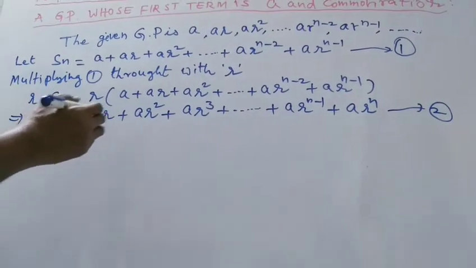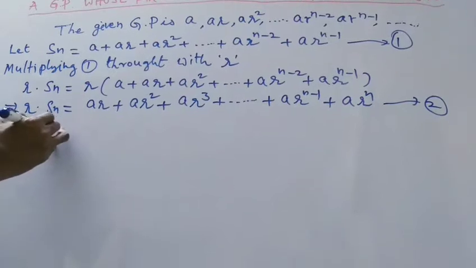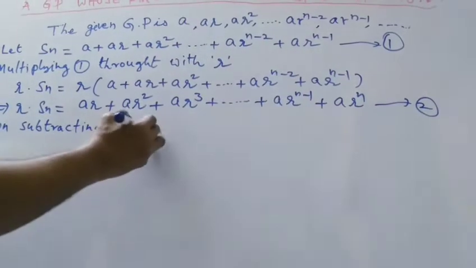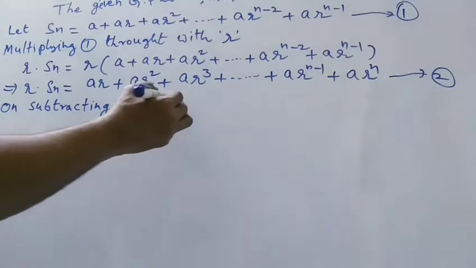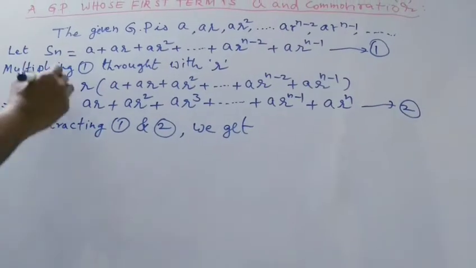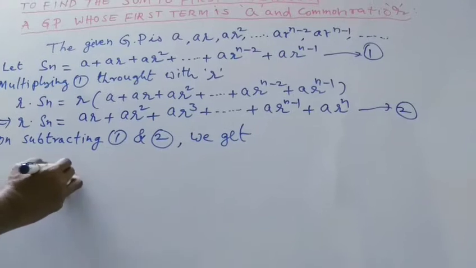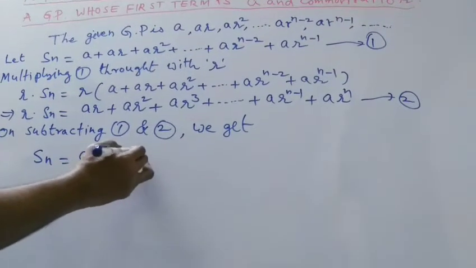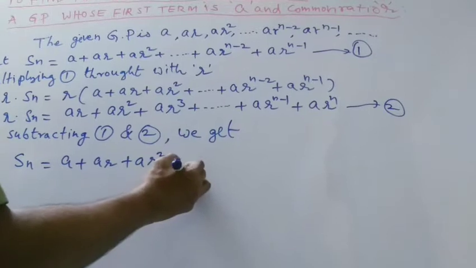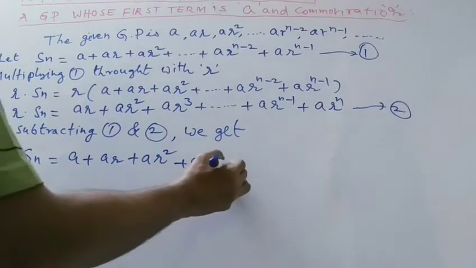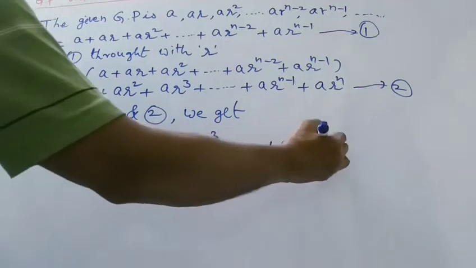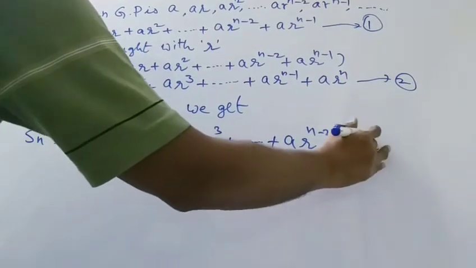Now, on subtracting first one and second one, we get Sn is equal to, from first one, a plus ar plus ar square plus ar cube plus and so on plus ar to the power of n minus 2 plus a into r to the power of n minus 1.